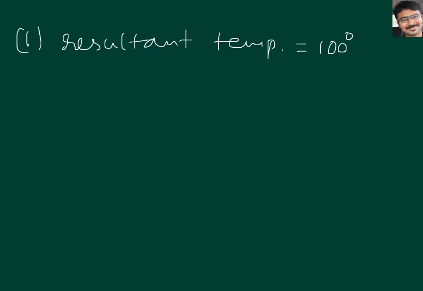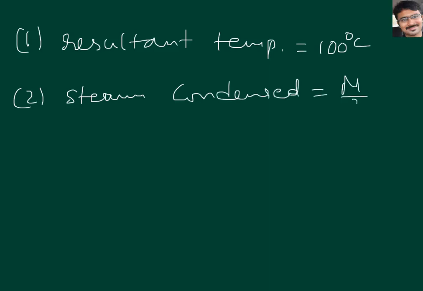The first point: what is the resultant temperature? No doubt, both reach 100 degrees centigrade. Second, steam condensed. How much mass of steam condensed? Steam condensed means how much mass of steam is converted to water. That is m by 3 grams.